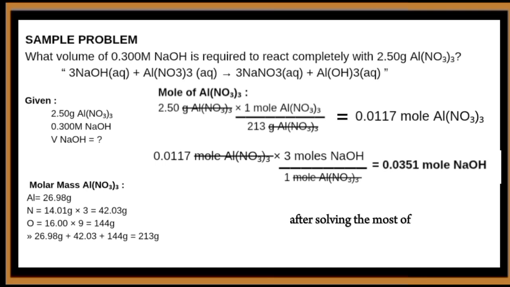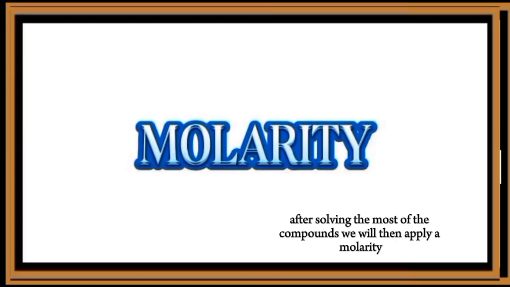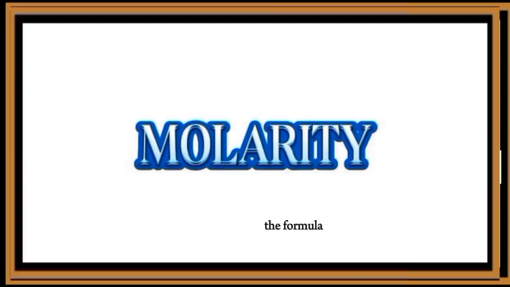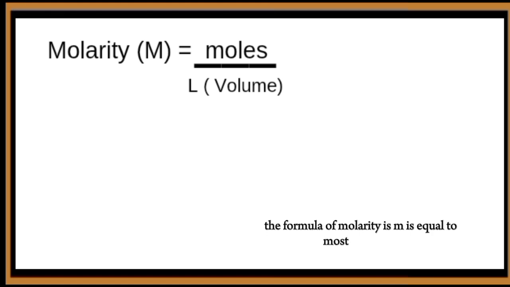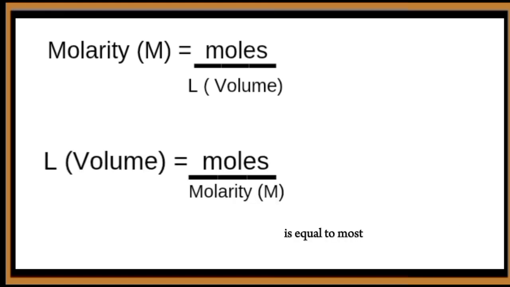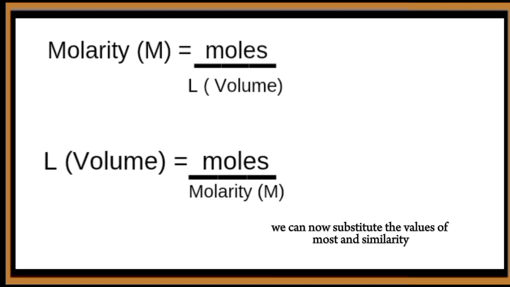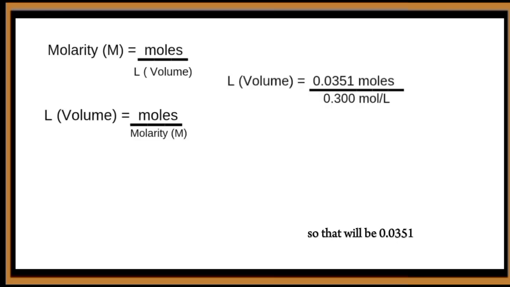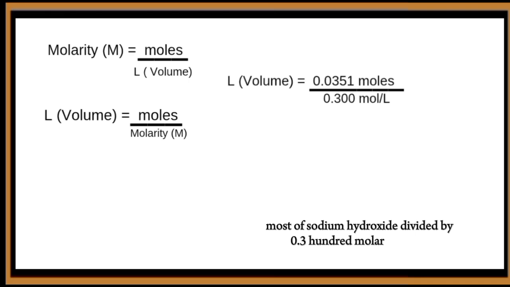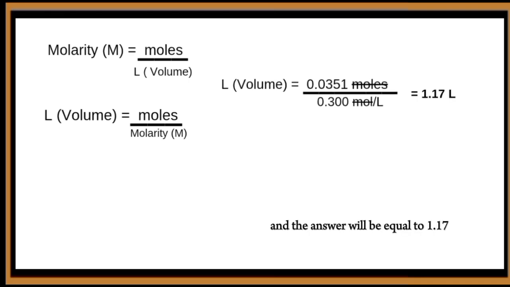After solving the moles of the compounds, we will then apply molarity. As we all know, the formula of molarity is M is equal to moles over liters. And since liters is one of the units in volume, we are going to derive the formula into liters is equal to moles over molarity to solve for the volume of sodium hydroxide in this problem. Now that we already derived the formula, we can now substitute the values of moles and molarity. So that will be 0.0351 moles of sodium hydroxide divided by 0.300 molar. Calculate and the answer will be equal to 1.17 liters.